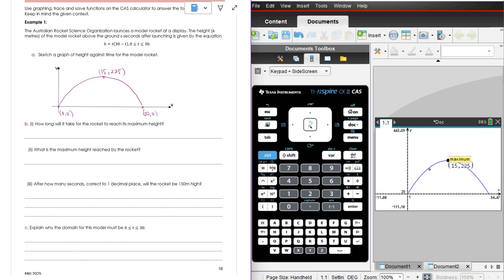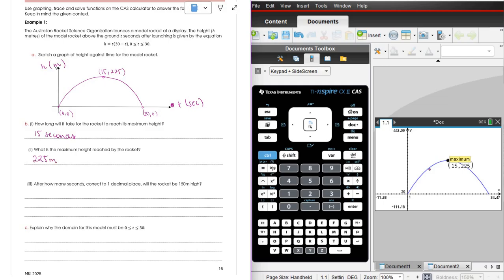Now, if we want to see for this first example how long it will take for the rocket to reach its maximum height, well, we found that that maximum happens at 15, remembering that this axis here is t in seconds, and this axis here being height in meters. So we know it's going to take 15 seconds for our rocket to reach its maximum height. Now, what the maximum height is that's being reached by the rocket is that 225, so 225 meters is its maximum height.